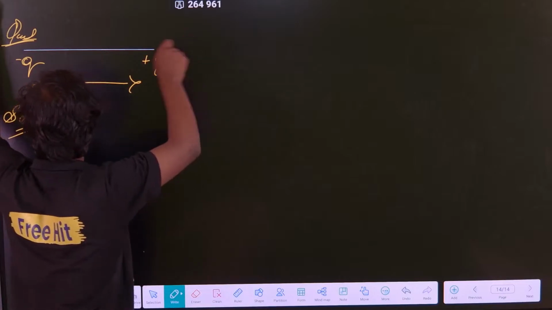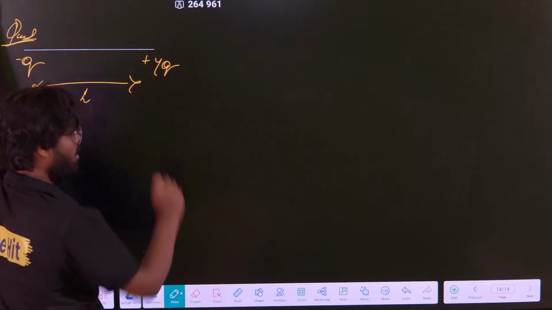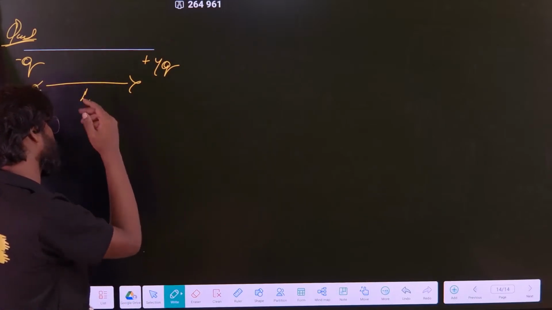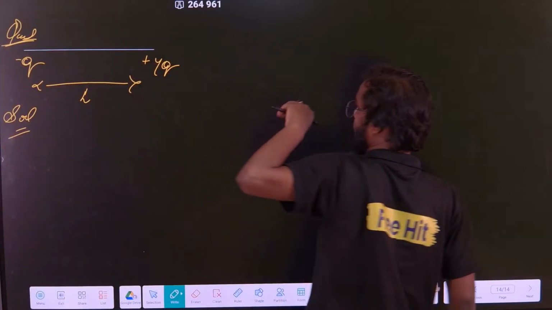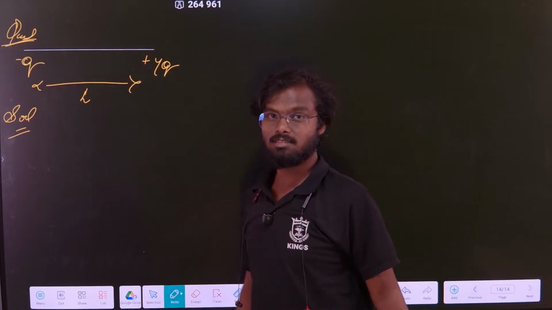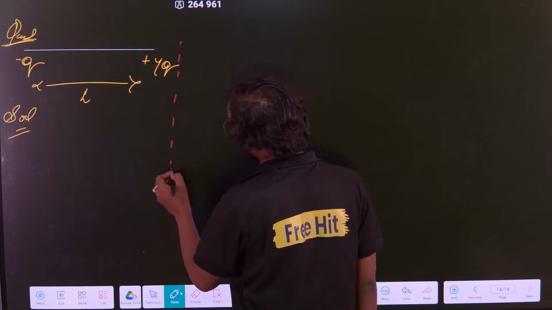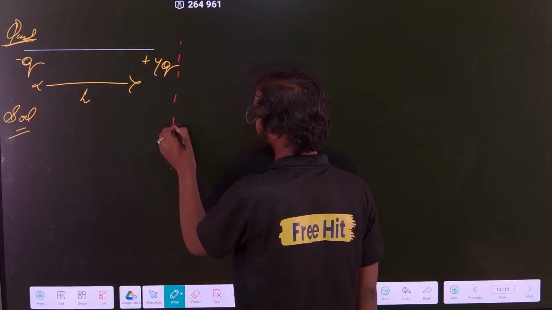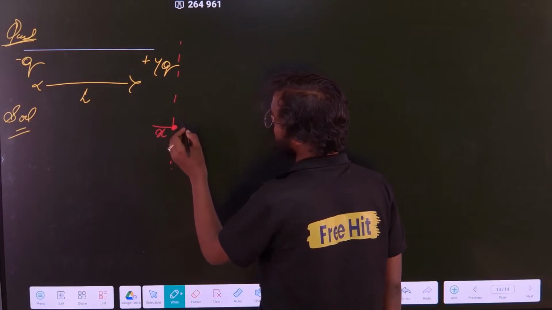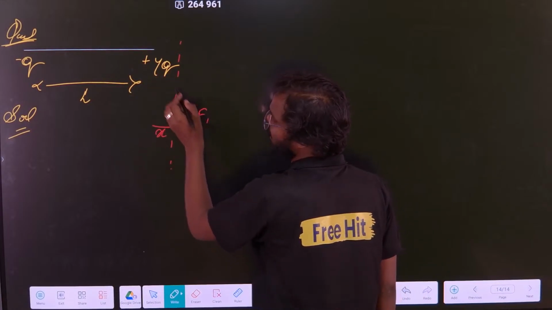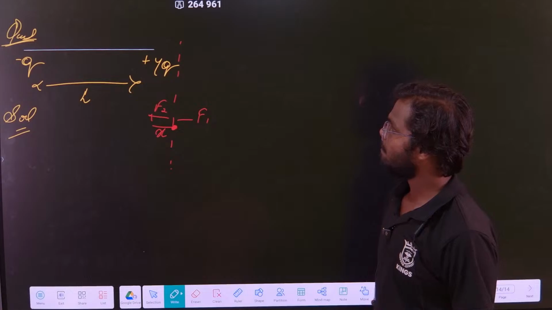If I place here, this will attract in this direction and this will repel in this direction. That means here also can F net become 0. Now the question is where we have to place, whether we have to place here or here. So let us check. Before going to the answer, let's search for the logic. Suppose I place here, and suppose this distance is x. And due to this the force is F1 and due to this the force is F2. Clear? This is my case.